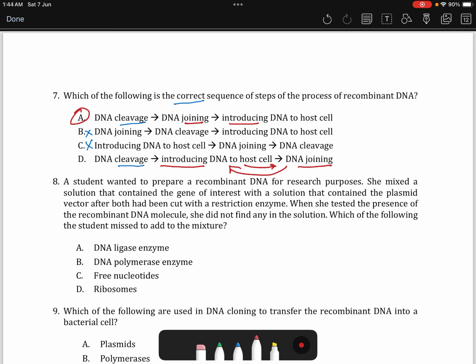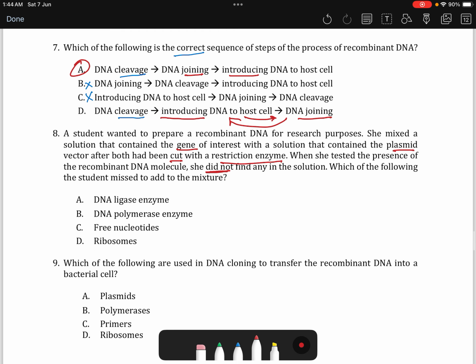A student wanted to prepare a recombinant DNA for research purposes. She mixed the solution that contained the gene of interest with the solution that contained the plasmid. So you got the gene, you got the plasmid, and you cut them with a restriction enzyme. When she tested for the presence of the recombinant DNA molecule, she did not find it in the solution. Which of the following is missing? DNA polymerase enzyme?